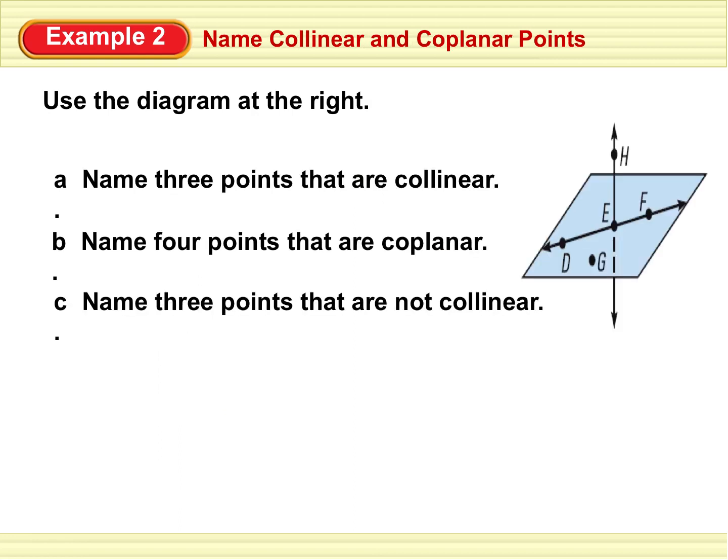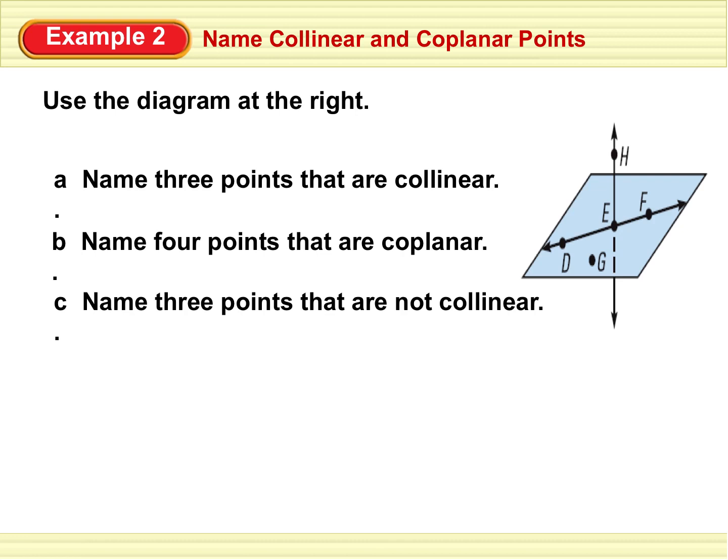Okay, back to our notes here. We want to name 3 points that are collinear. What does collinear mean? What does linear mean? Line. What's co mean? Together. So they're points that are on the same line. That's what collinear means.